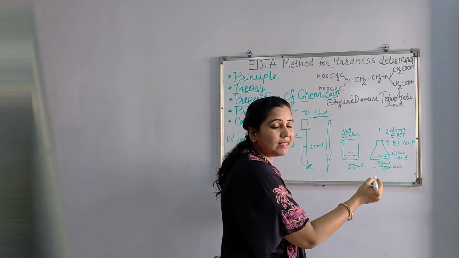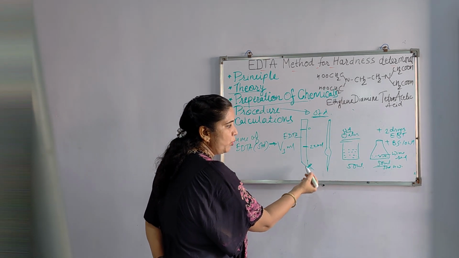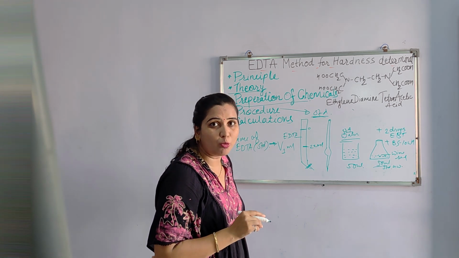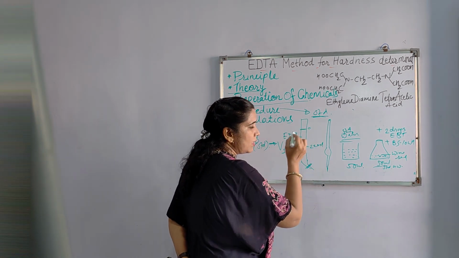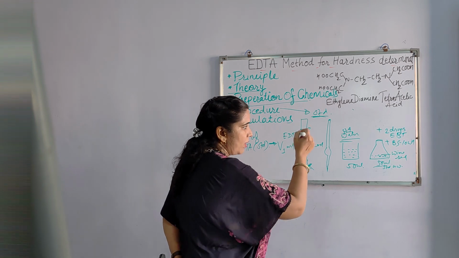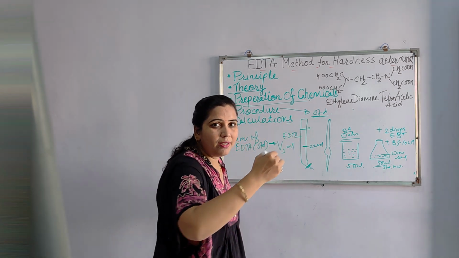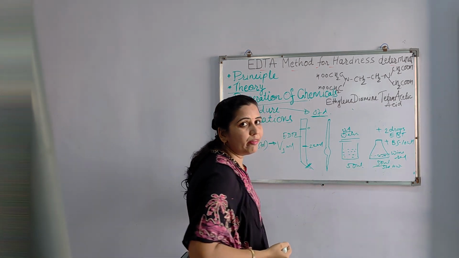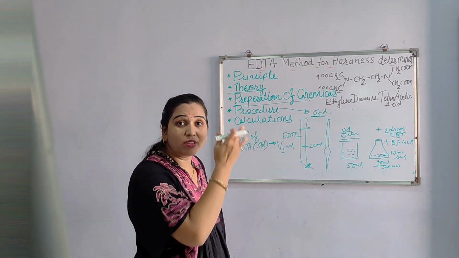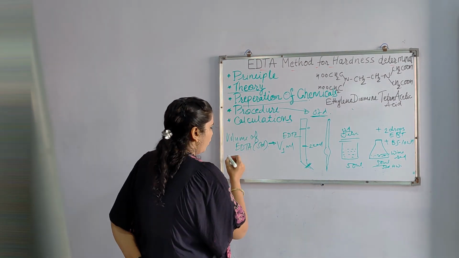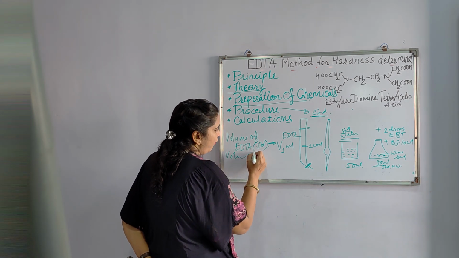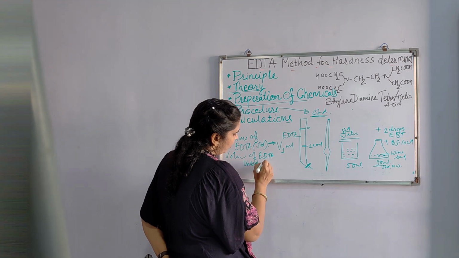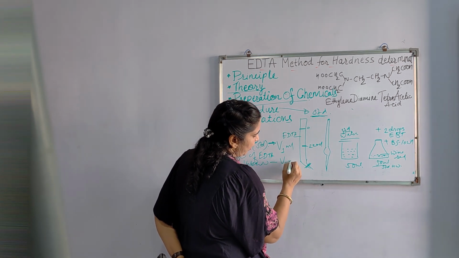Then again you will get wine red color. Titrate with EDTA from the burette, again by making its level up to the 0 mark, and then add this EDTA into the conical flask. Then again during the second time, that reading will be considered. So that volume of EDTA for the unknown hard water sample is considered as V2 ml.